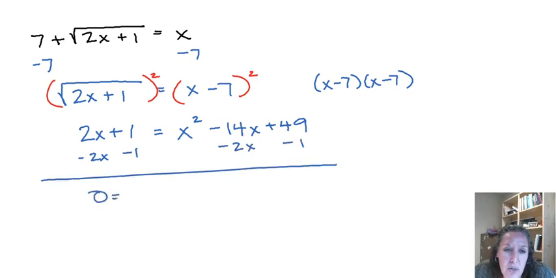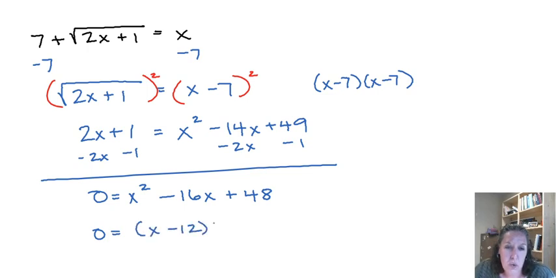That's going to give me 0 on the left. On the right, we've got x squared. Negative 14x minus 2x is going to simplify to negative 16x. And then 49 minus 1 gives us 48. And this one does factor. The factors of 48 that add to negative 16 are x minus 12 and x minus 4.